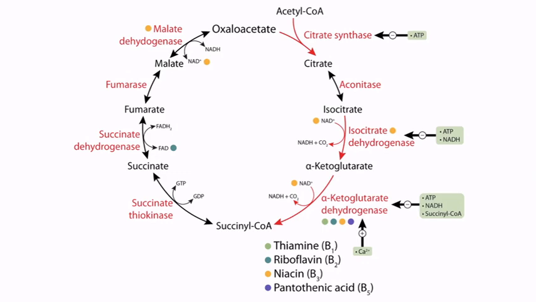This figure is from the section on the TCA cycle. Notice that niacin is a cofactor for alpha-ketoglutarate dehydrogenase. That means in this patient, the activity of alpha-ketoglutarate dehydrogenase would likely be decreased compared to that of a healthy individual. Okay, let's continue discussing the table of vitamins.